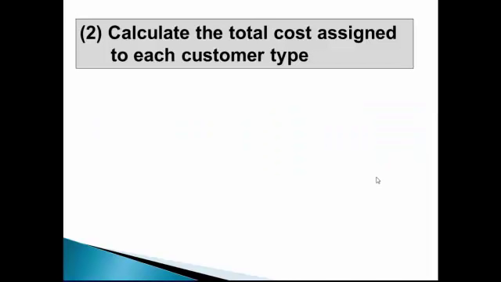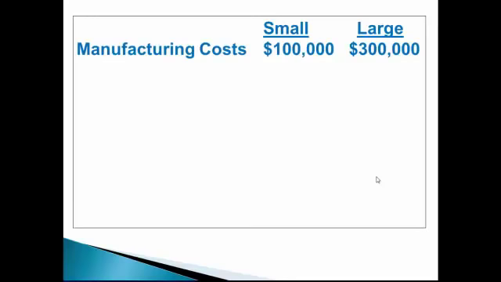Now that we have those activity rates, we can find the total cost assigned to each customer type. So remember, the 2 customer types are small retailers and the large retailer. So we have small beach shops and 1 large retailer. The costs associated with each of these, first we'll look at the manufacturing costs. These are directly traceable. This is the cost of the inventory that we're actually selling to these customer types, given as $100,000 for the small beach shops and $300,000 for the large retailer.